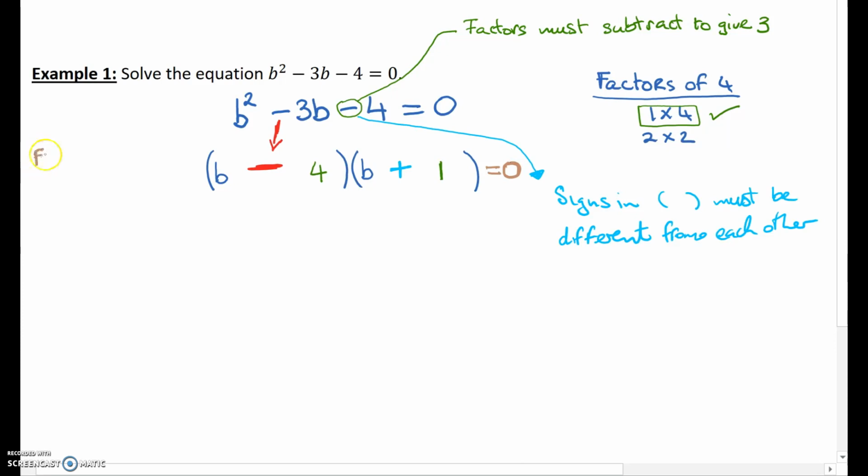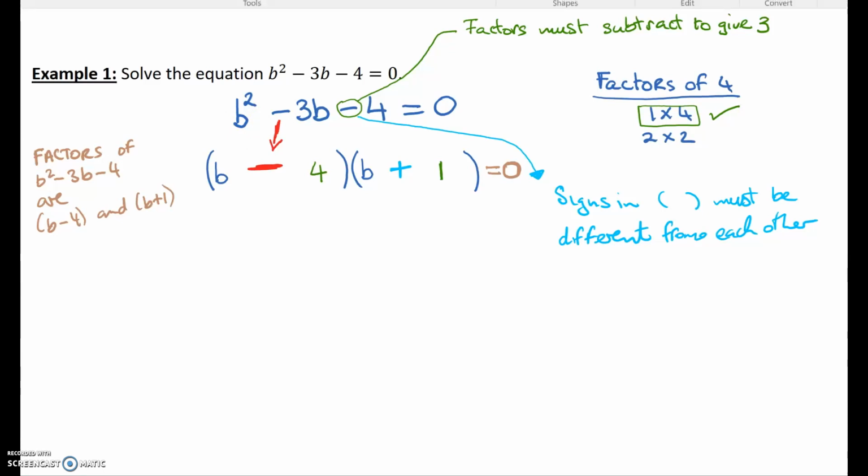So the factors of the expression on the left, b squared minus 3b minus 4, are b minus 4 and b plus 1. And previously that's all we had to do. But this time we're asked to solve. And that means find what does the letter stand for? What does the letter actually stand for? What number does the letter represent?